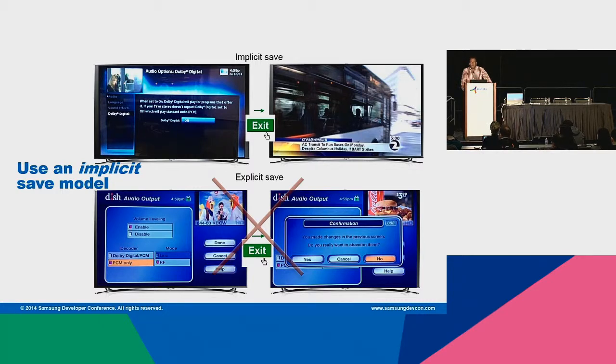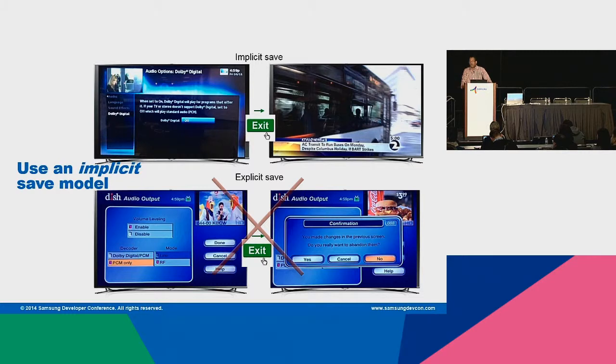By optimistic, we mean it assumes that the person actually wants to change the setting that they just changed. Now, in contrast, the explicit save model requires a computer-like confirmation or cancellation after changing a setting. It's very inefficient because you've got to keep asking people, are they sure they really wanted to do this? And it's also pessimistic. You have to assume that the viewer has made a mistake.